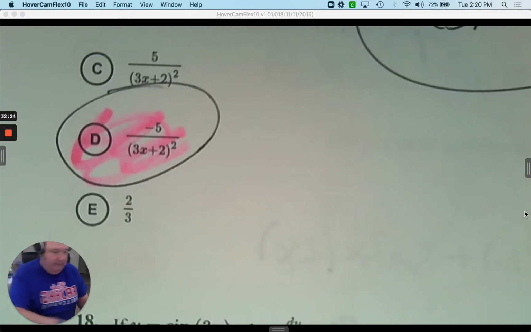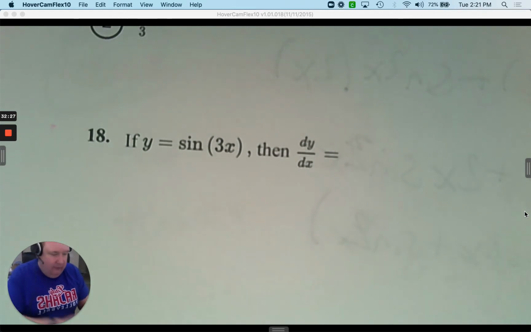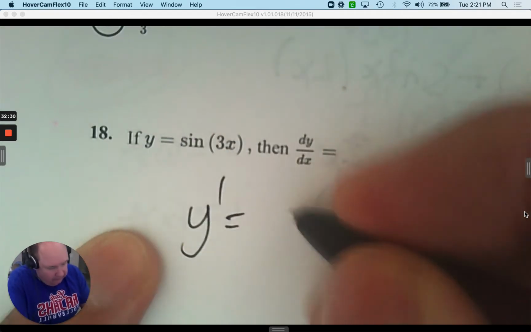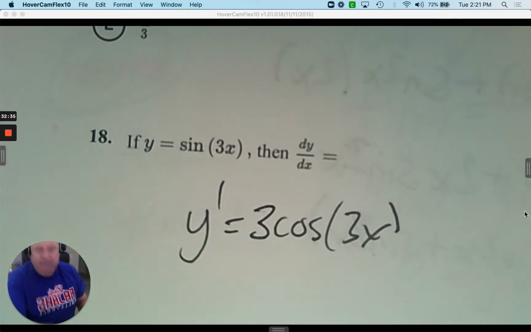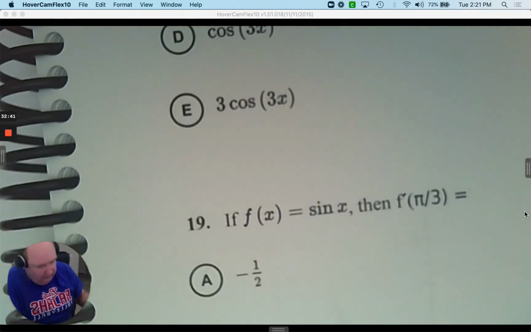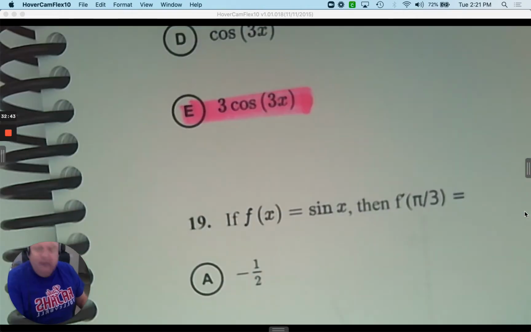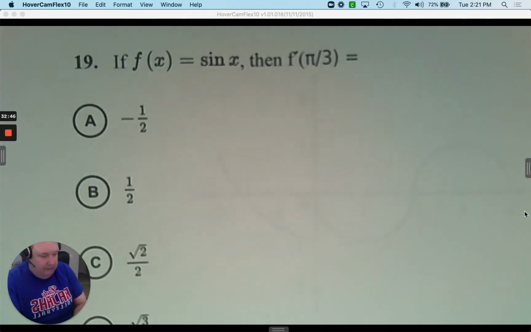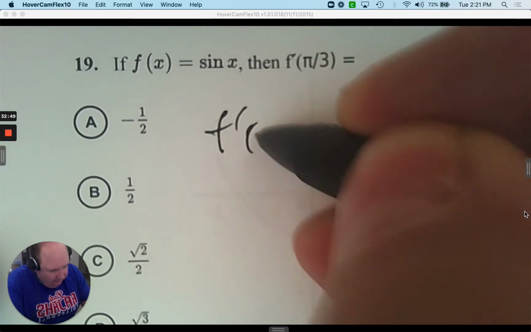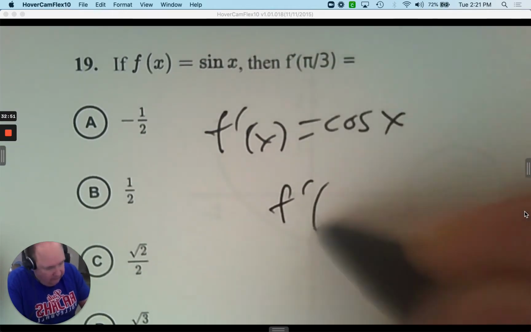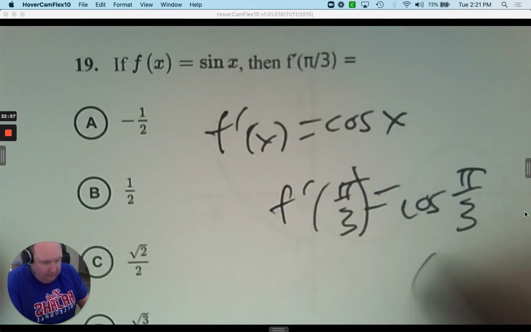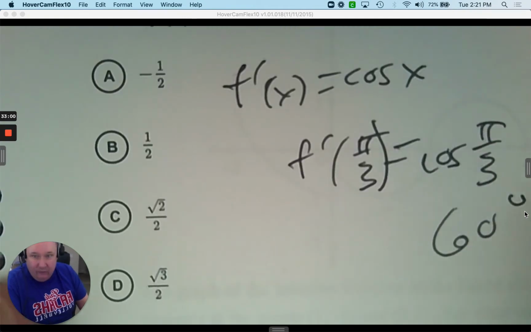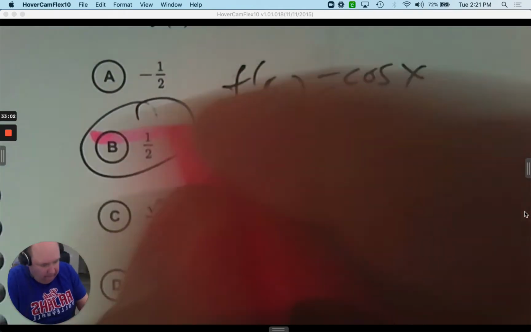Next one, number 18. If y equals sine 3x, then what's the derivative? So the derivative for sine is cosine, and the derivative of 3x is 3, and there you go. So the answer to number 18 is 3 cosine 3x. Number 19. I'm going to go through these a little faster now. So the derivative of sine is cosine. The derivative at pi over 3 would be the x coordinate at pi over 3. That's a 60-degree reference angle. The x coordinate is 1/2, and you have the answer.